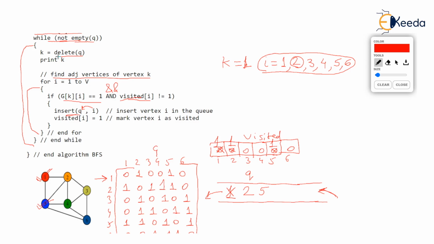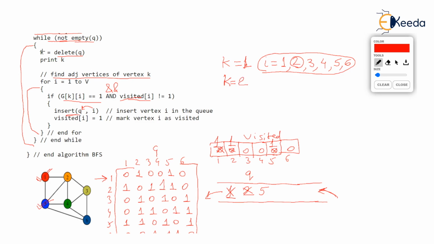The first statement in the while loop is delete queue. So it will delete the frontmost element of the queue and store the value in k. Notice the frontmost element of the queue this time is 2. So 2 gets deleted and k stores the value of the deleted element. The new value of k was 1 earlier, but the new value of k is now equal to 2.